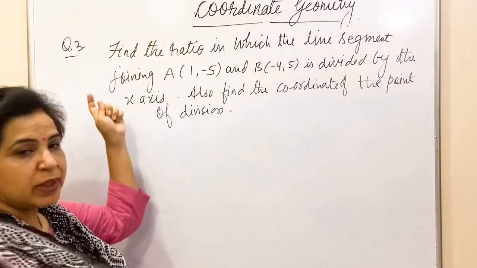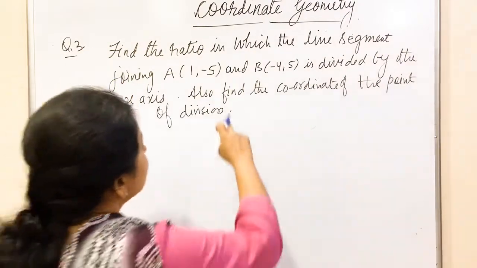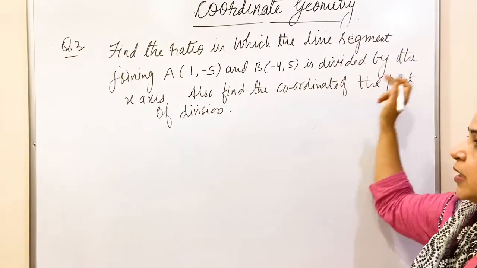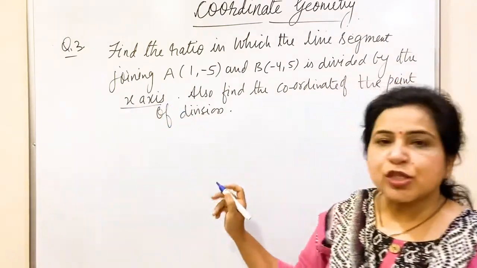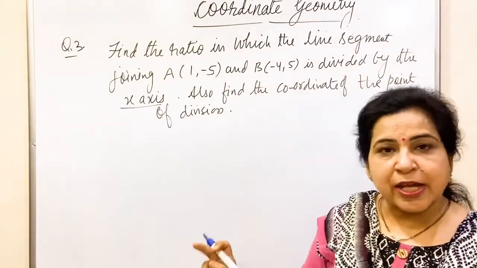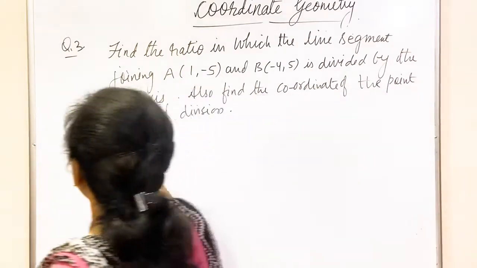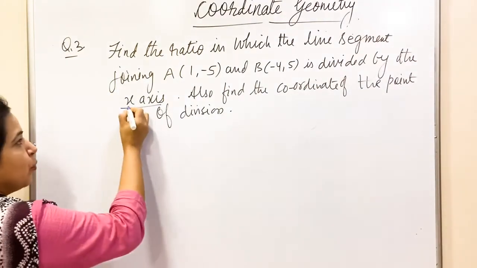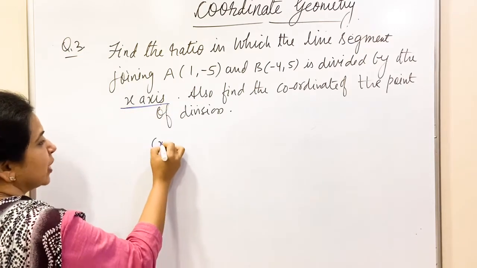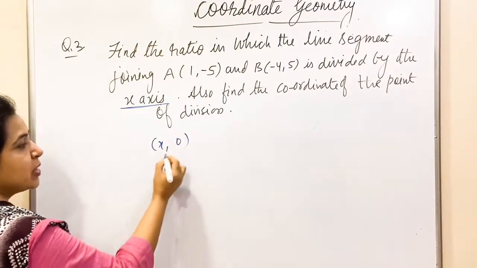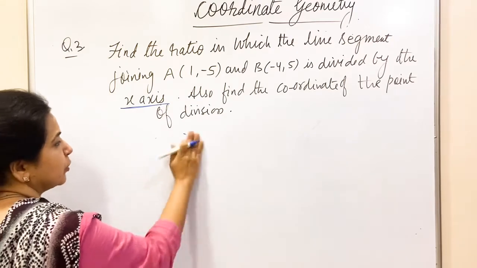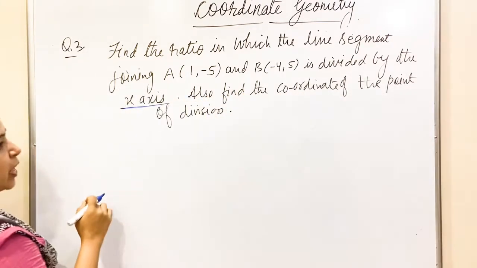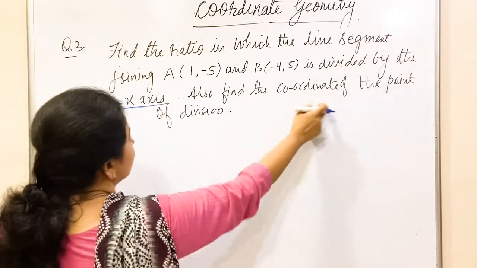This question is similar to the previous one. We have to find the ratio in which the line segment joining AB is divided by the x-axis. Instead of any line, here the line is the x-axis. The equation of the x-axis is y equals 0. Actually, any point lying on the x-axis, we know that it is (x, 0), so y is 0 here. This we will use to find the ratio, and also we have to find the coordinate of the point of division.